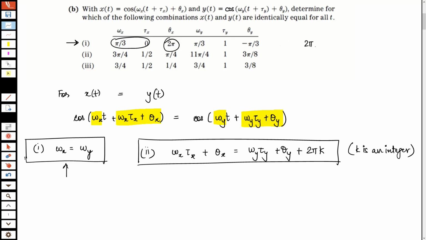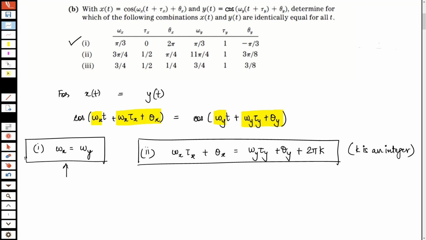So you've got 2 pi on the left hand side. Let's see what's there on the right hand side. Omega y tau y, product of these two, pi by 3, plus theta y, that means minus pi by 3, plus 2 pi k. We notice that these cancel out, and for k equal to 1, this is actually equal. Left hand side is equal to right hand side. That means this condition is correct, right?